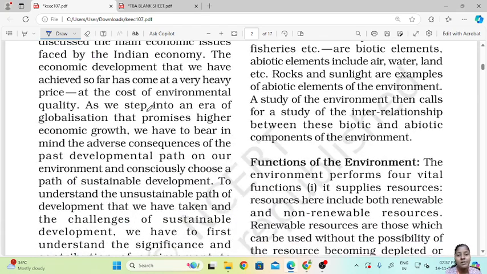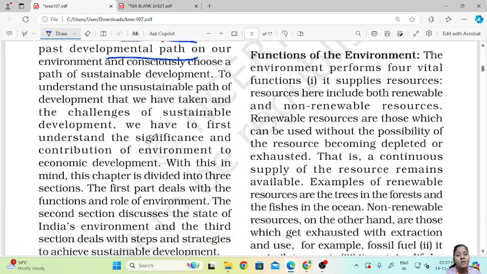So as we step into an era of globalization that promises higher economic growth, we have to bear in mind the adverse consequences of the past developmental path on our environment and consciously choose a path of sustainable development. Sustainable development is nothing but conserving for the future. To understand the unsustainable path of development that we have taken and the challenges of sustainable development, we have to first understand the significance and contribution of environment to economic development.